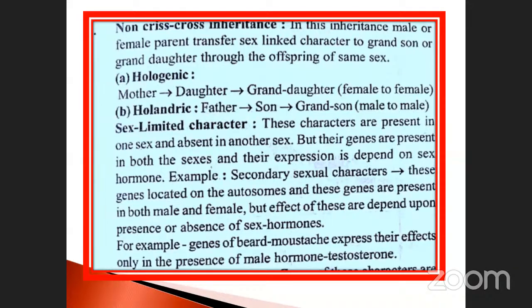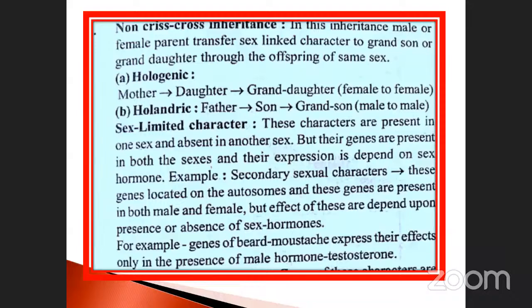Example, secondary sexual characters. These genes are located on the autosomes and are present in both male and female. But the effect of these depends upon the presence or absence of sex hormones. What is the meaning? Each and every boy as well as girl has their own specific secondary sexual characters. Secondary sexual characters depend upon their sex hormones.